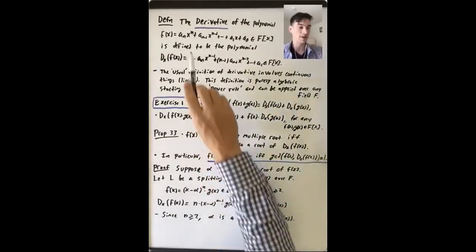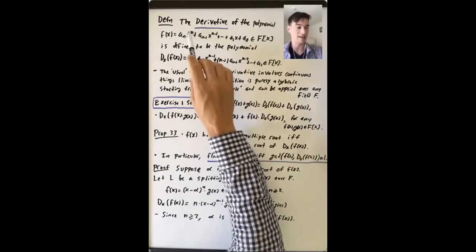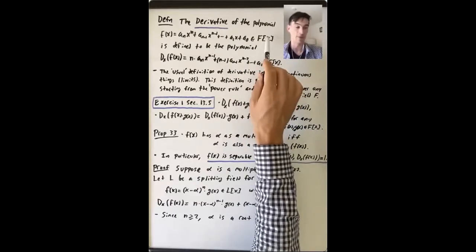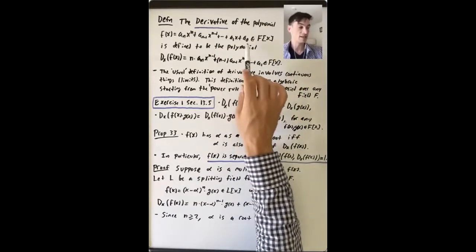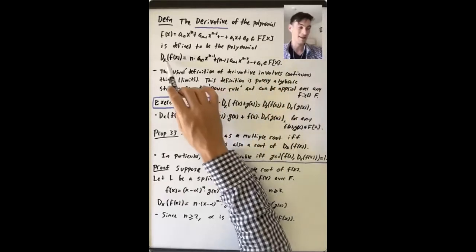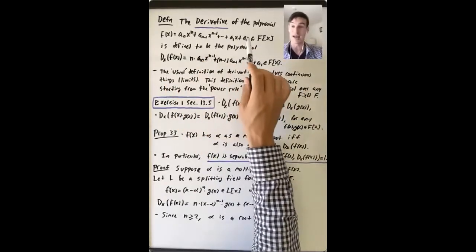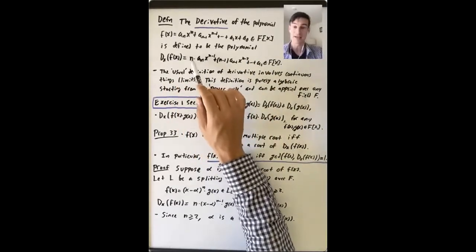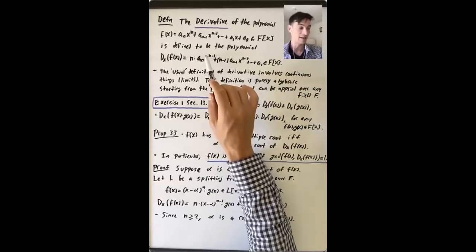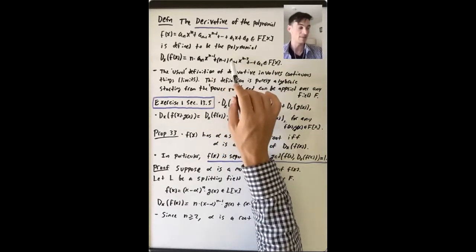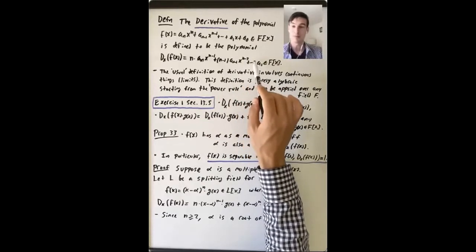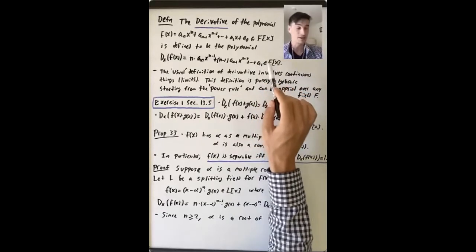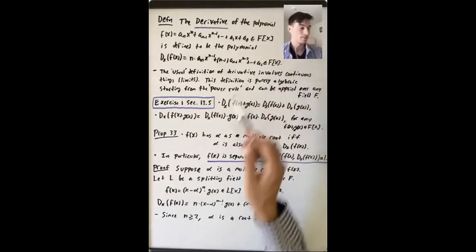Okay, so let's say our polynomial f(x) is a_n x^n + a_{n-1} x^{n-1} + ... + a_1 x + a_0. This is in F[x]. Its derivative is defined to be the polynomial that we would get by just applying the power rule to every term and adding. So d/dx of f(x) is defined to be n a_n x^{n-1} + (n-1) a_{n-1} x^{n-2} + ... + 1 times a_1 times x^{1-1}, which is 0, plus 0. So this is a polynomial in F[x].